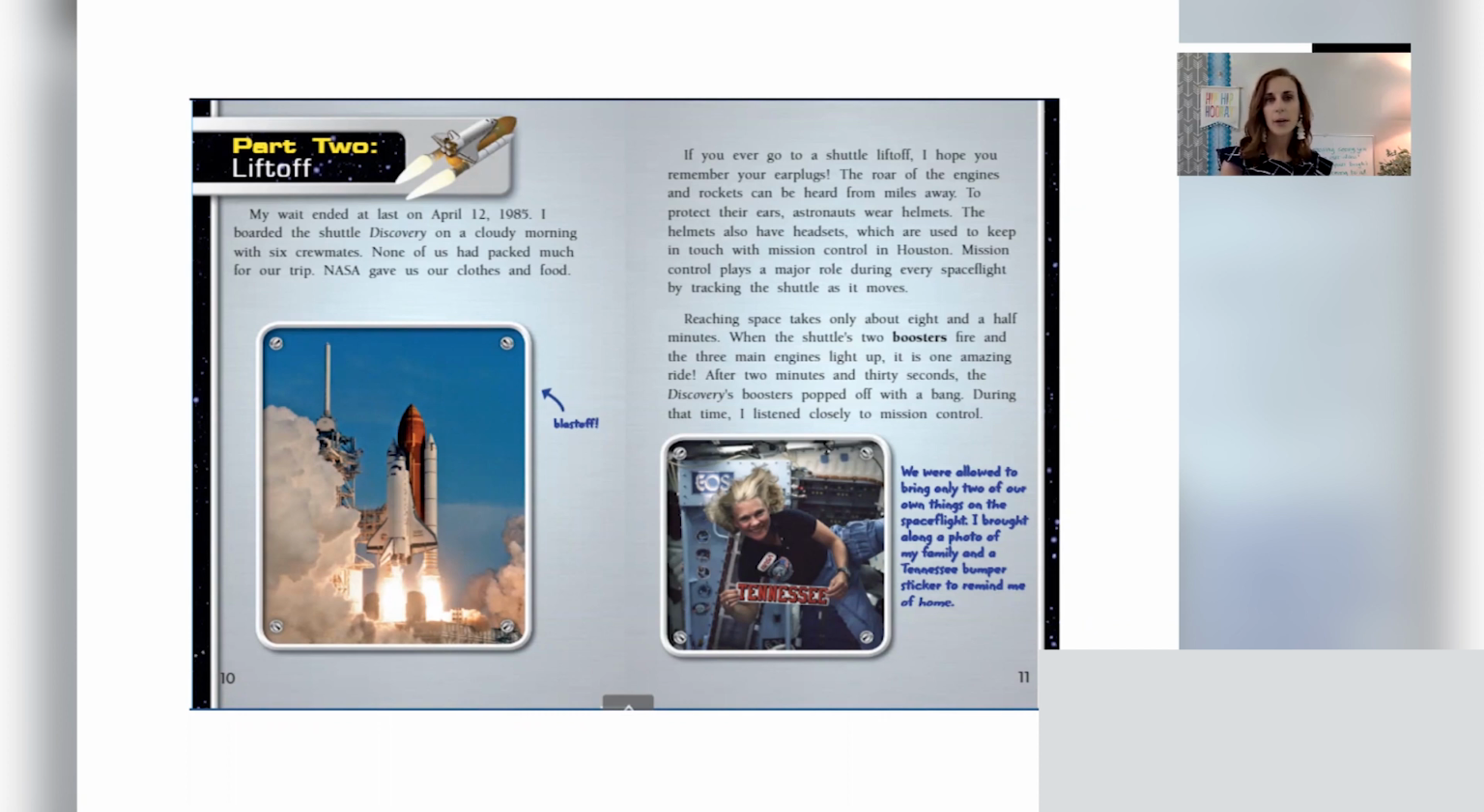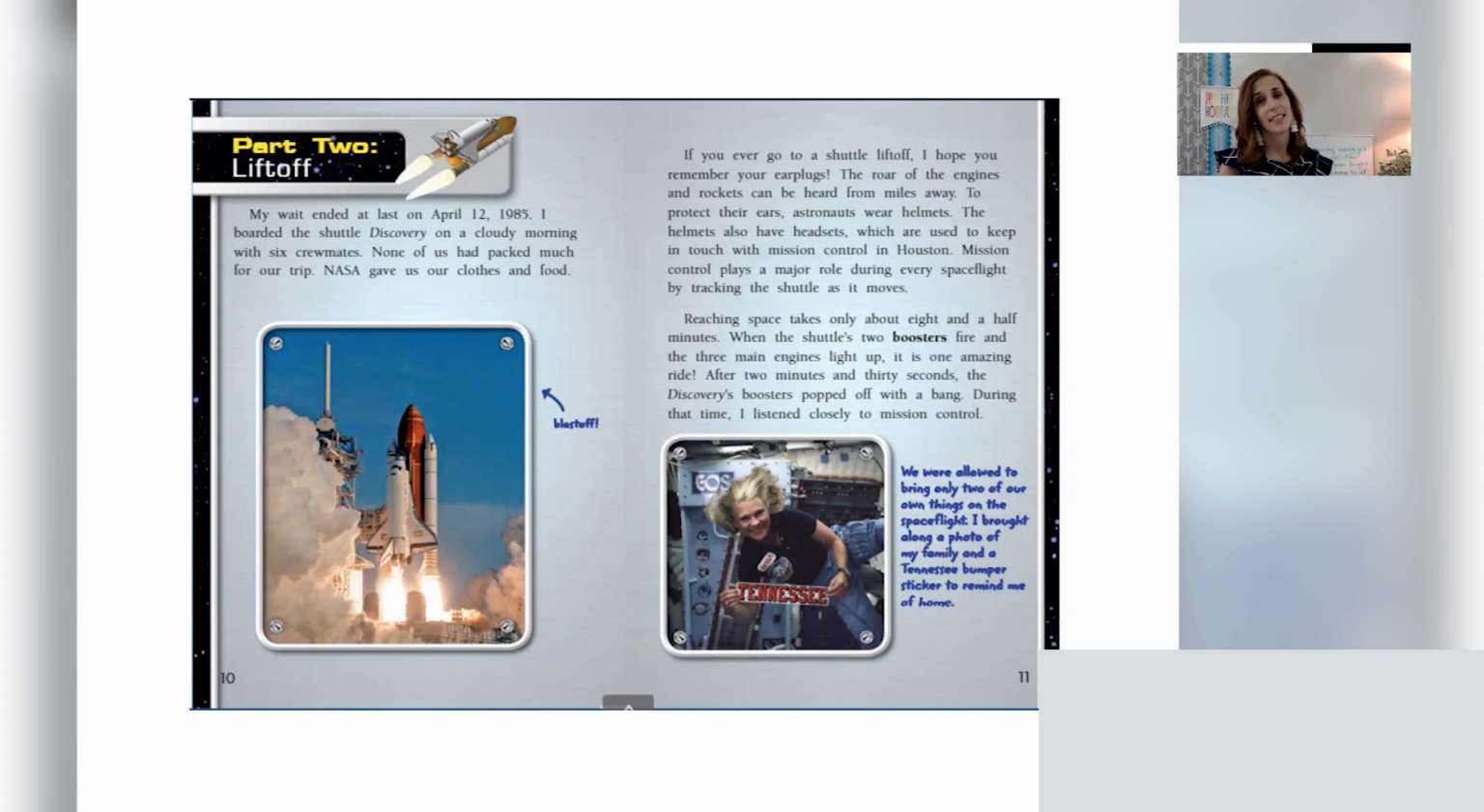From that last paragraph, I add to my understanding from this sentence. "During that time, I listened closely to Mission Control." Using text evidence and clues, what is Mission Control? Write the definition of Mission Control on your paper.